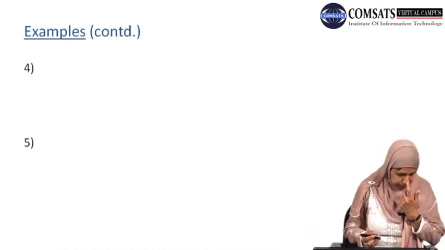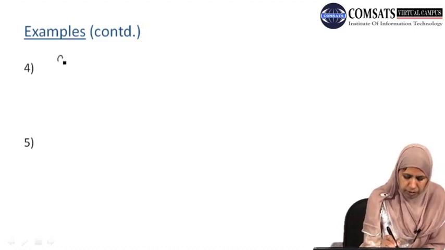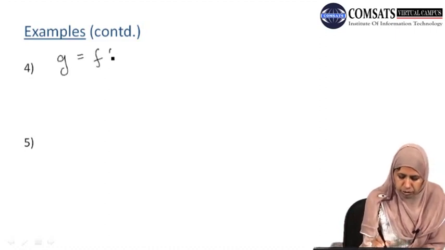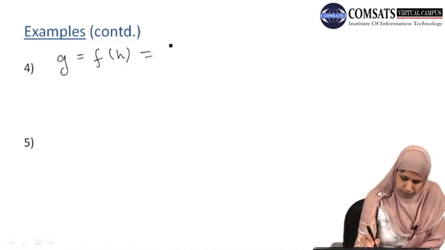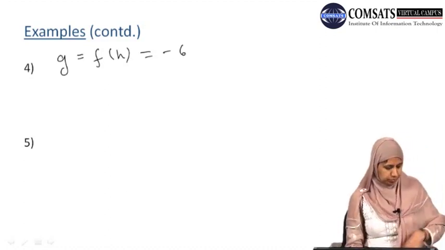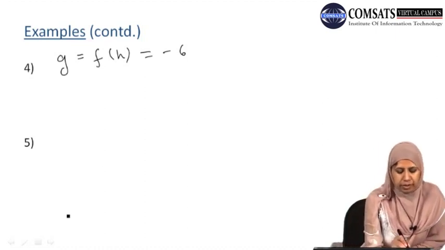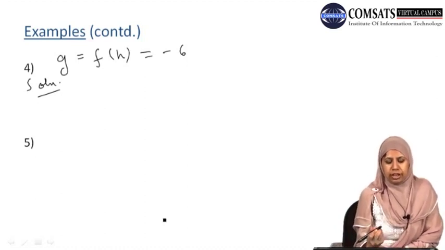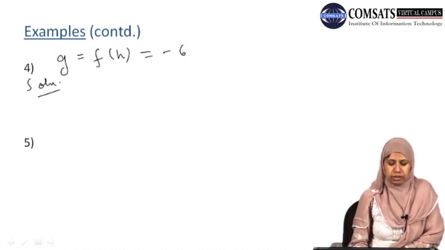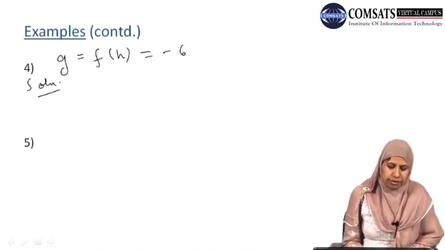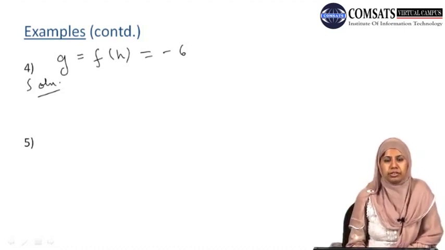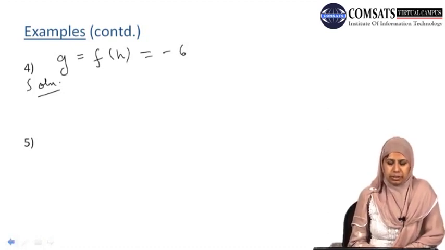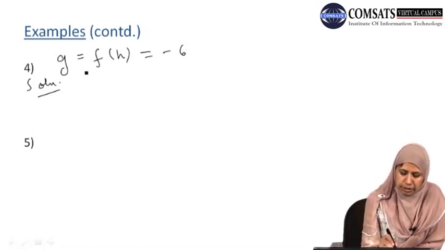We have our function g in terms of h defined as minus 6. Some of you have already given the answer whether the given function is a quadratic function or not. If it is a quadratic function, then why, and if it is not, then why it is not a quadratic function. Some of you can easily recognize what type of function it is, but we will solve it in detail.